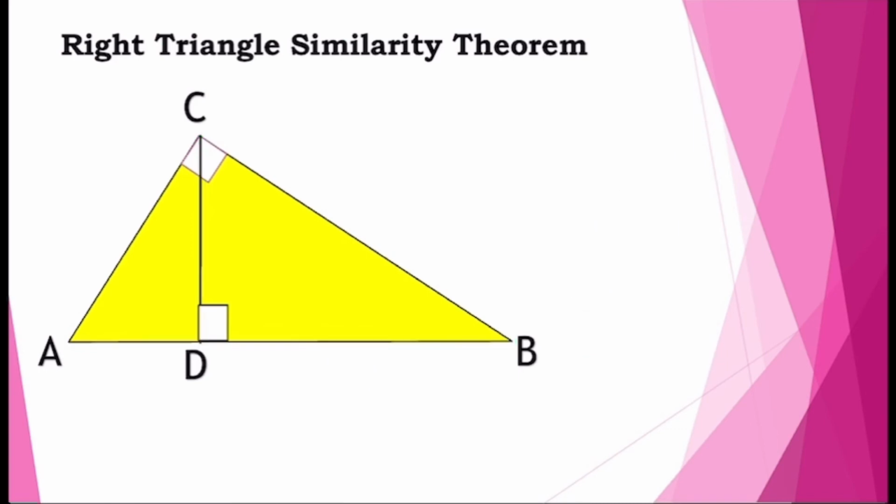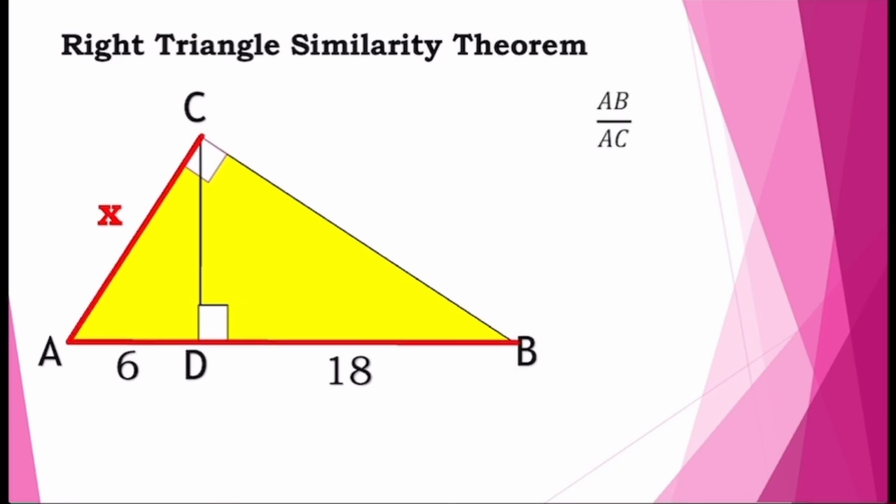Next, with the same figure, if AD is equal to 6 and BD is equal to 18, let's find the value of AC. For this, the proportion that we're going to use is AB over AC is equal to AC over AD. After that, let's substitute the values.